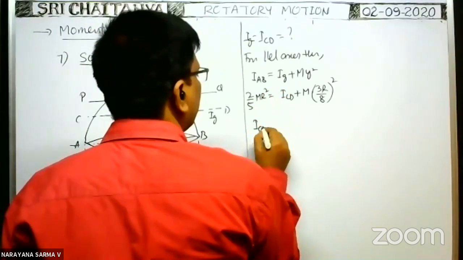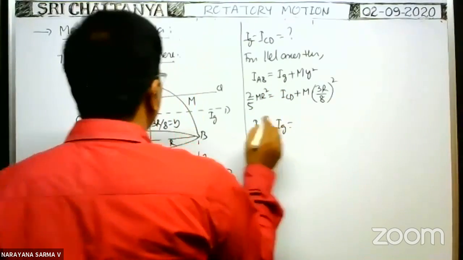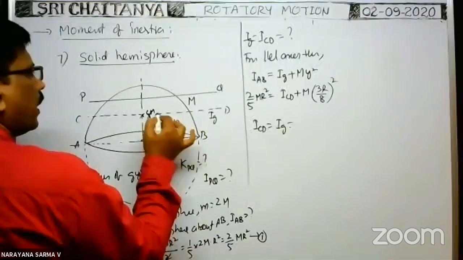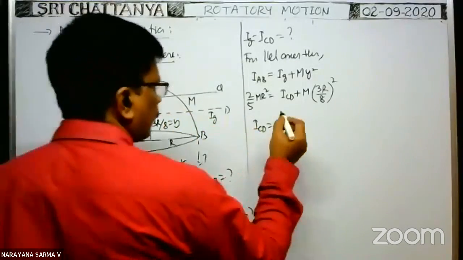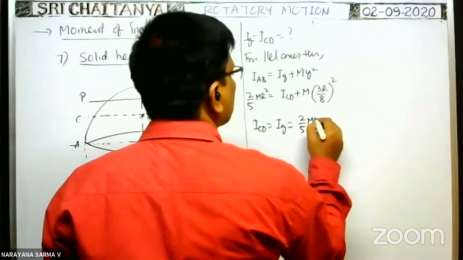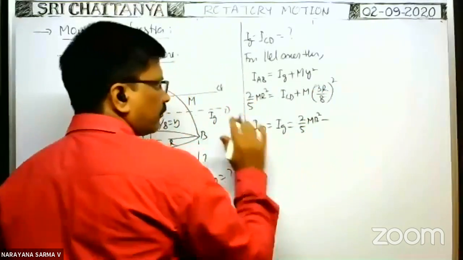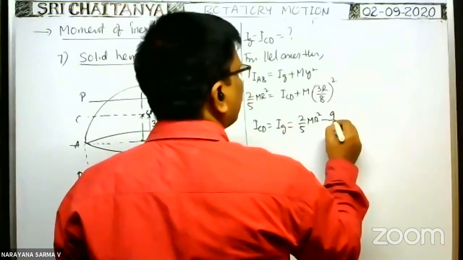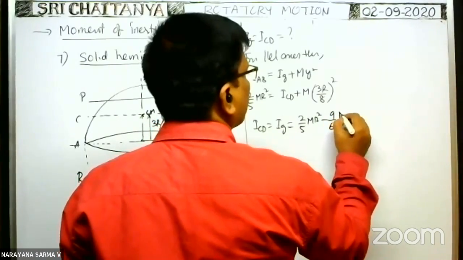Therefore ICD is equal to IG, the moment of inertia about an axis passing through the center of mass or center of gravity. IG is equal to, tell me, 2/5 M r square. Bring this to the left, then minus 9/64 M r square.